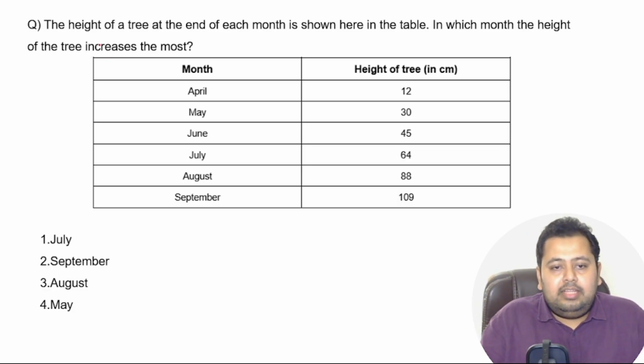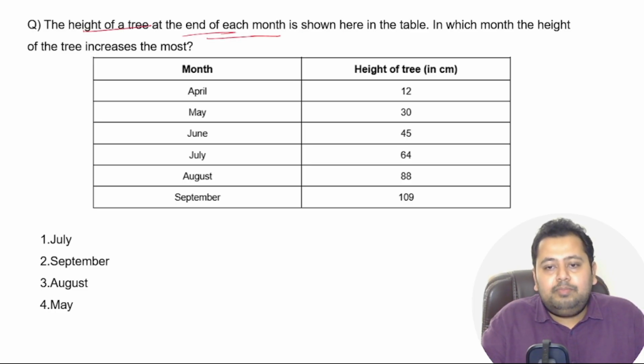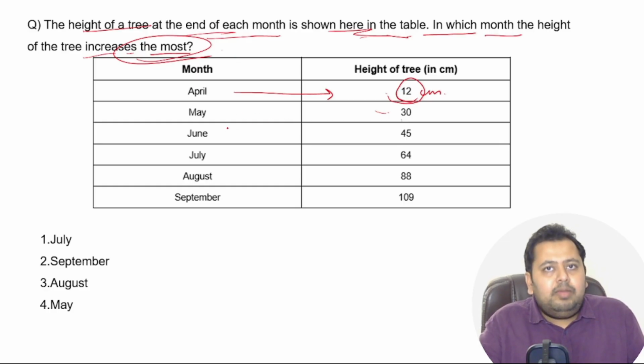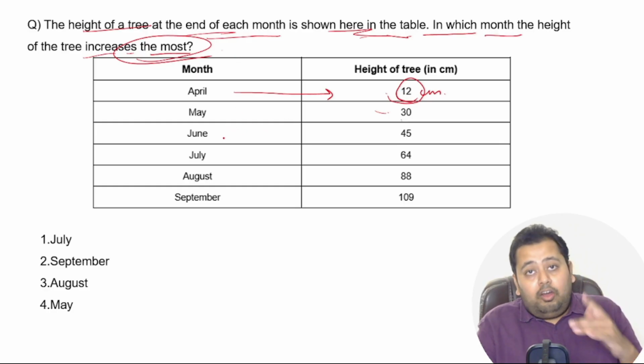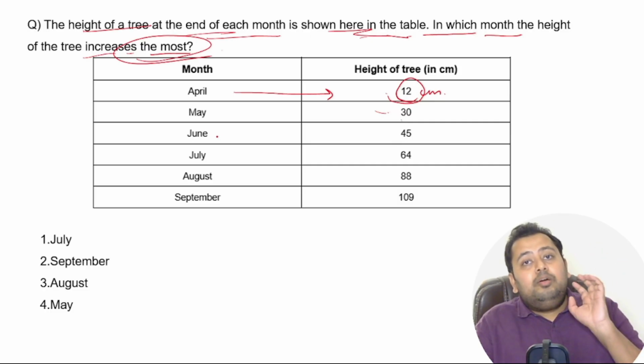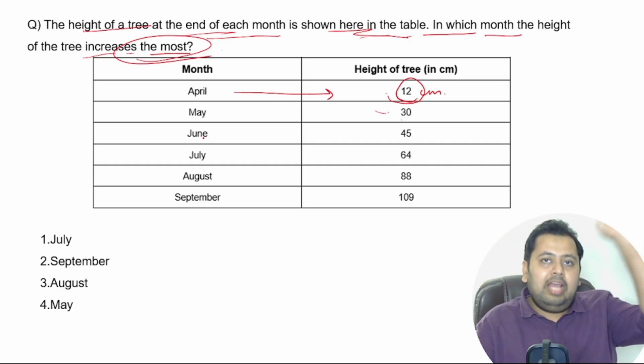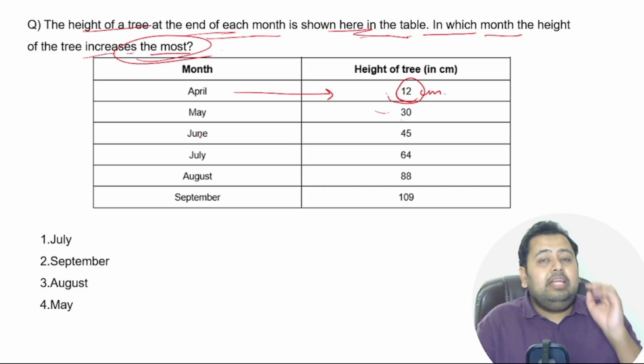Let's read the question. The height of a tree at the end of each month is shown here in the table. So here in the table, you can see the height of the tree in centimeters. It has been given at the end of each month, right? In which month does the height of the tree increase the most? So you have to find out in which month you would see the most increase in the height of the tree. It's not the height of the tree. Obviously the tree would keep on growing higher, right? But in which month it grows the most, that is what you have to find out in this question.